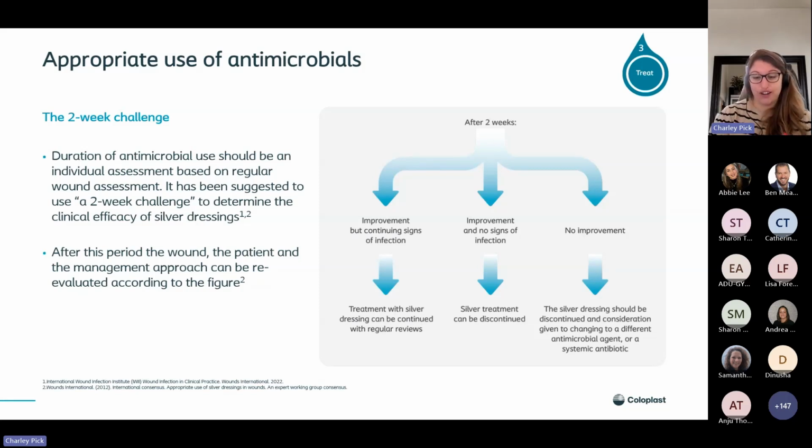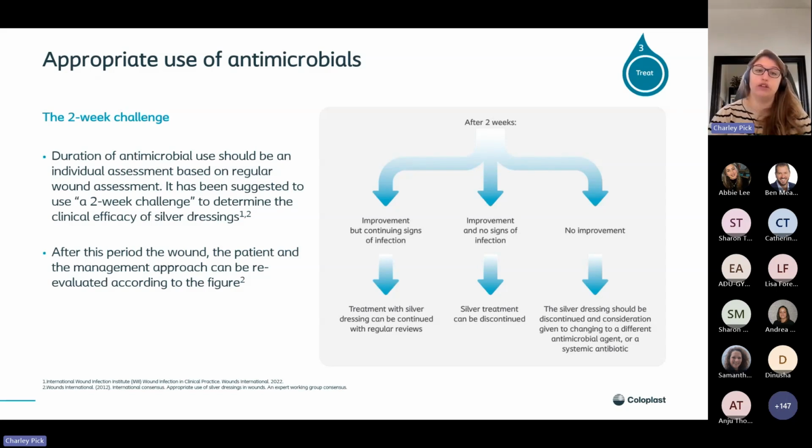So with your local infection, you use your antimicrobial dressing. With your spreading infection or your systemic infection, you will use antibiotics along with an antimicrobial dressing. Or if you suspect biofilm with your wounds, you need to use an antimicrobial dressing. So the duration of antimicrobial use should be an individual assessment based on regular wound assessment. It has been suggested to use a 2-week challenge to determine the clinical efficacy of the silver dressing or the antimicrobial that you choose to use.